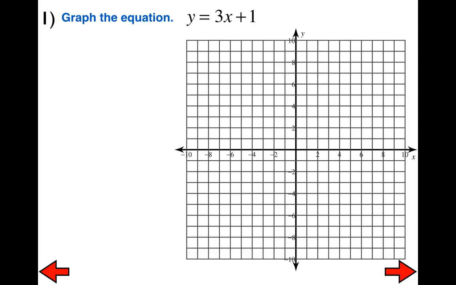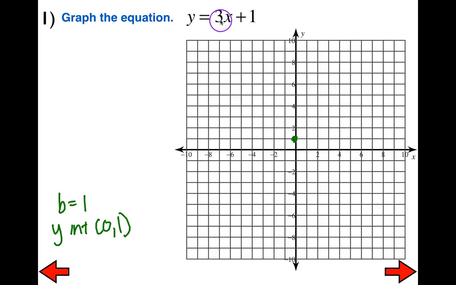So now it says to graph the equation. We've done this before. What do you do first? Well, you need to start with b. Since b is 1, I know that the y-intercept is (0, 1). So that's my starting point, (0, 1).